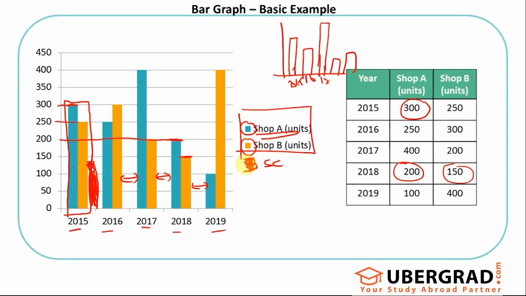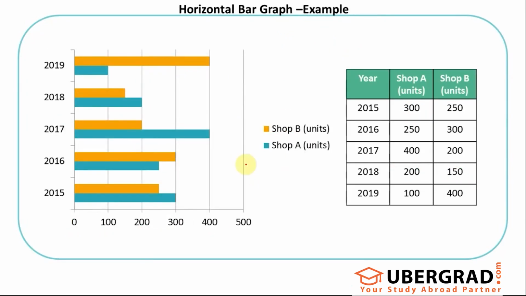I can put the same piece of information by making this bar graph look horizontal like this. There's nothing different, just the x becomes y and y becomes x in terms of axis. 2015, how many units are sold for shop A? 300. For shop B, 250. 2017, shop A, 400. Shop B, 200. 2018, shop A, 200. Shop B is 150, right? We do the same. Shop B in 2019 is 400. That's how we read it.